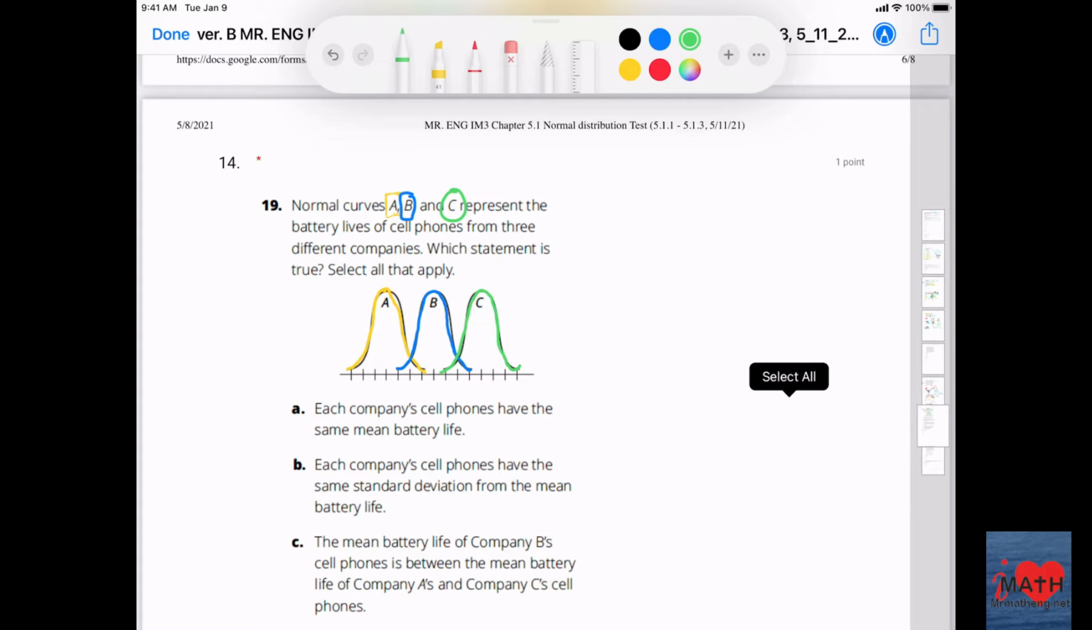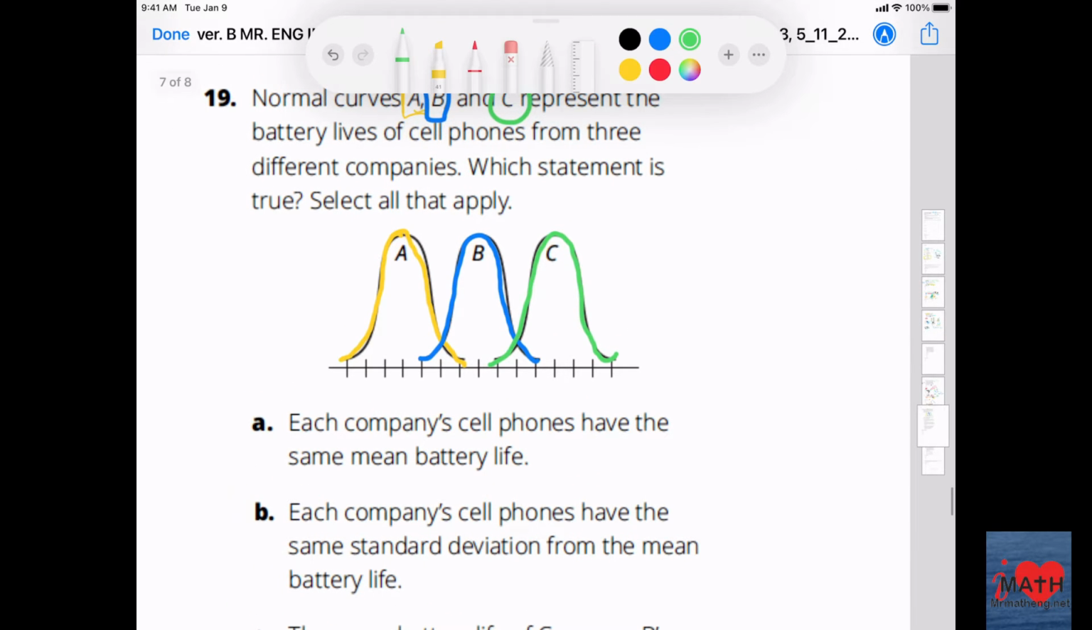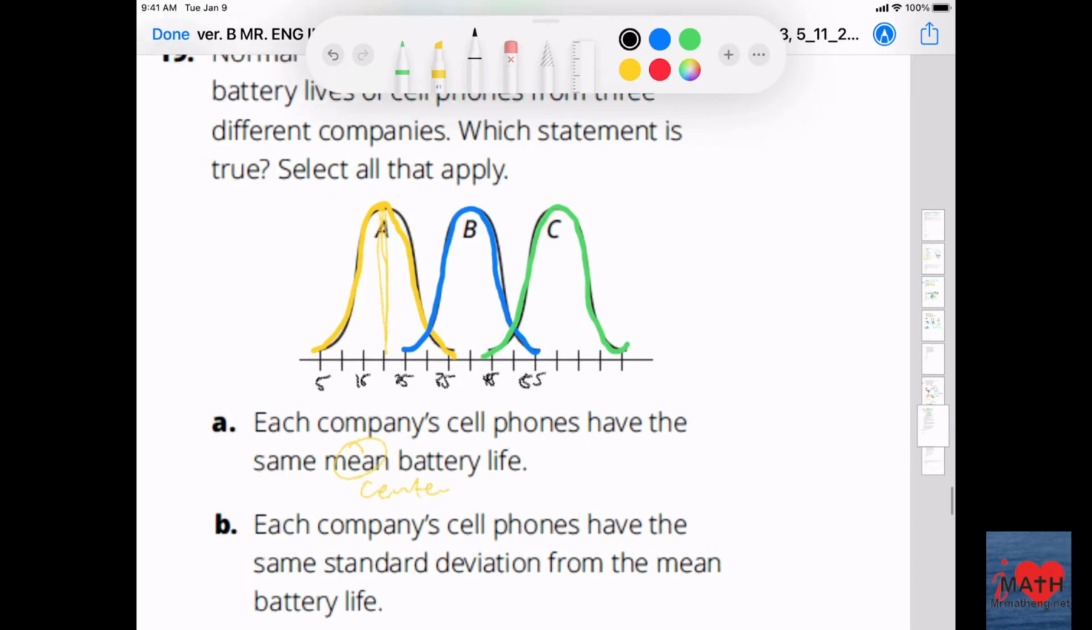Okay, so it says each company's cell phones have the same mean battery life. Okay, so the mean is a measure of center for that color. So for example, this is that number. It's super helpful to just put some numbers to this if that helps you. You could just start out like 5. Each tick mark is 5, so 5, 10, 15, 20. You don't have to do everything. It's just to give you an idea, right?